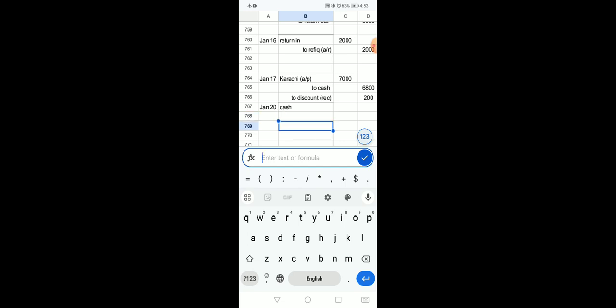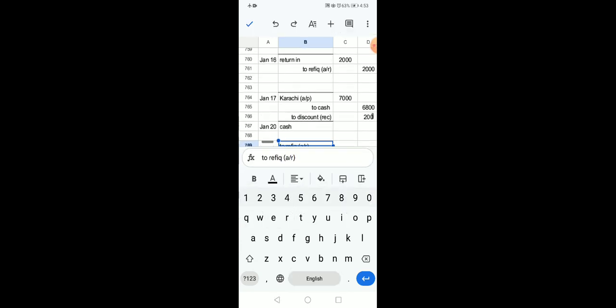Rafiq was account receivable. After receiving amount from him, he is no more your account receivable, no more asset, decrease in asset. Decrease in asset should be mentioned on credit side. So you will write name of Rafiq on credit side in spite of the fact that he was your account receivable, which is an asset. Asset should be mentioned on debit side. But after receiving amount, he is no more asset. Asset is decreased. Decrease in asset should be mentioned on credit side. So you have written name of Rafiq on credit side.